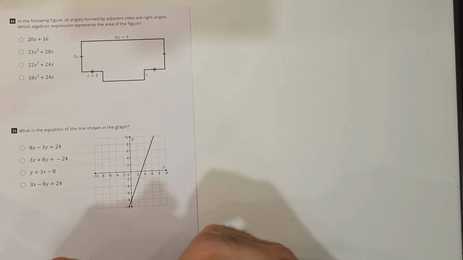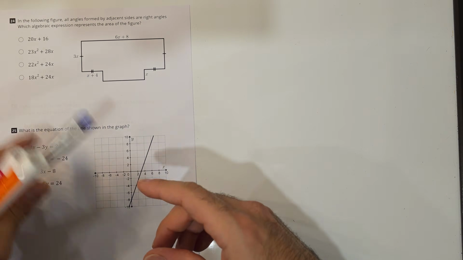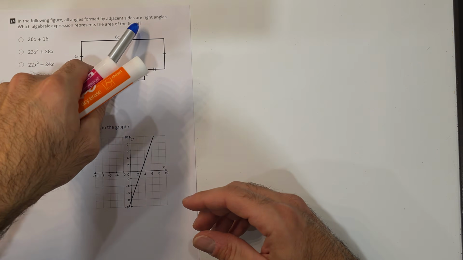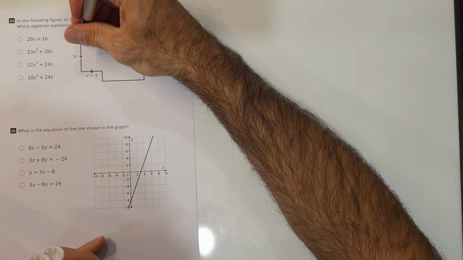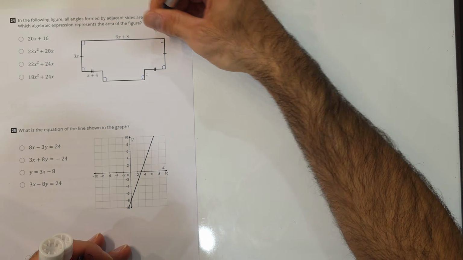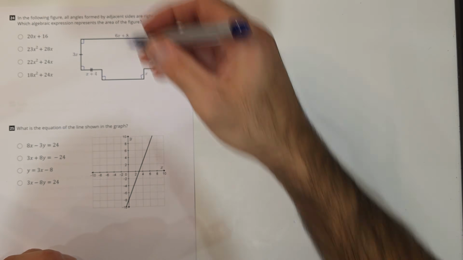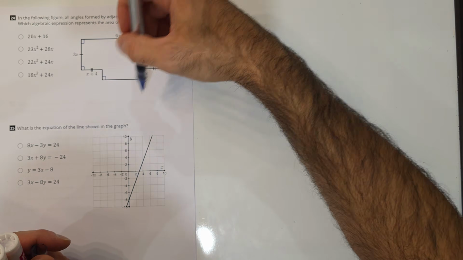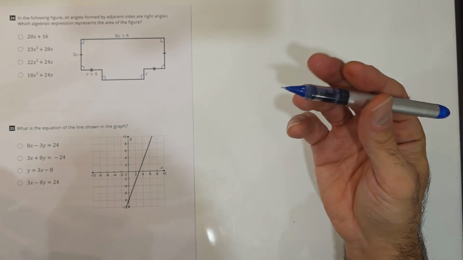All right, another hard question. I need to find an algebraic expression. In the following figure, all angles formed by adjacent sides are right angles. So these are all right angles, in case you cared. If it says that, I'm probably going to draw it. Which algebraic expression represents the area of the figure? So there's a few ways you can do this. I'm going to do it the most direct way.